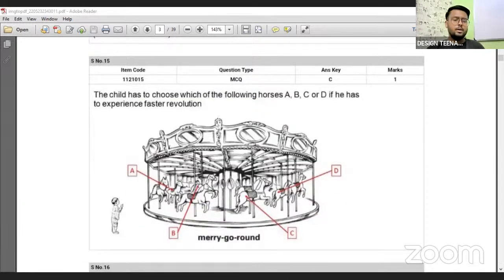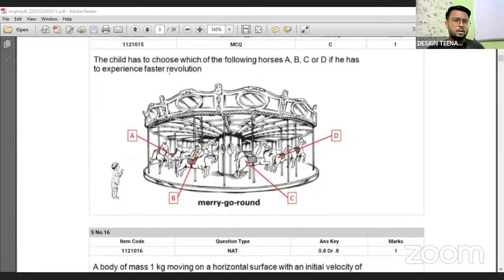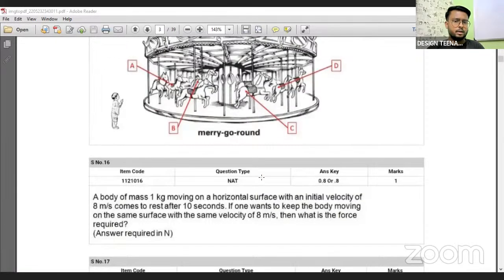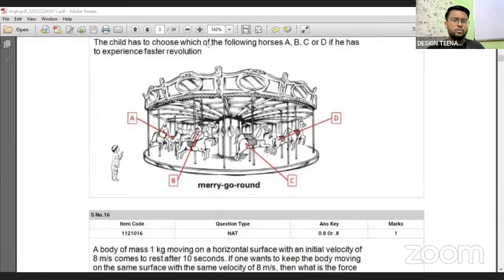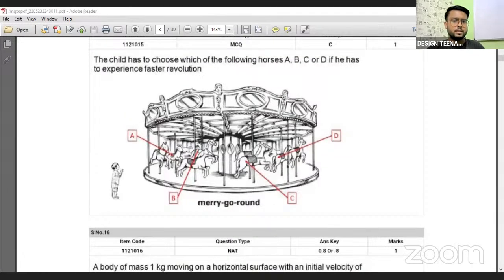Now we are seeing another set over here. A child has to choose from the following horses A, B, C, D, if he has to experience the fastest revolution. This is also again something from physics itself. So can you quickly tell me which is the correct answer over here? Among all these horses, which is the one that the child should choose to experience the fastest revolution?